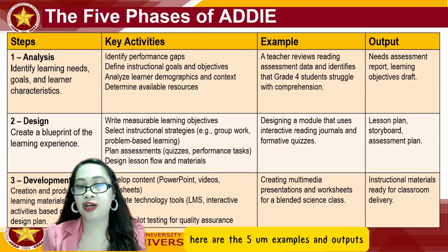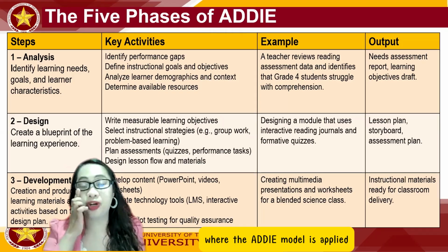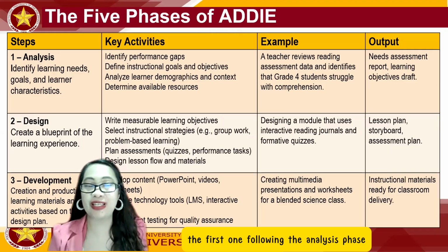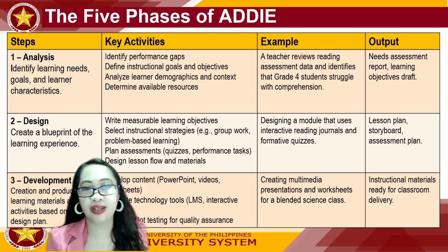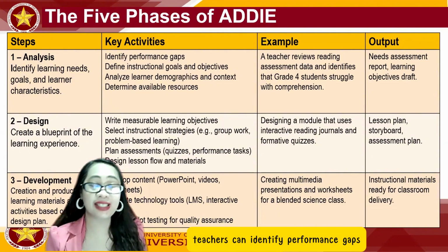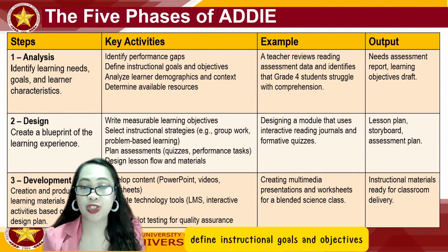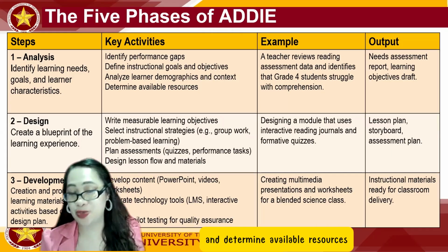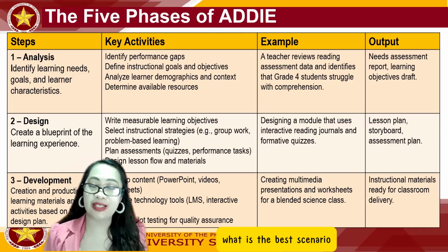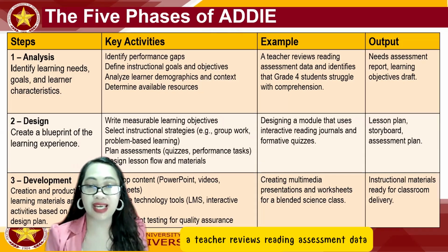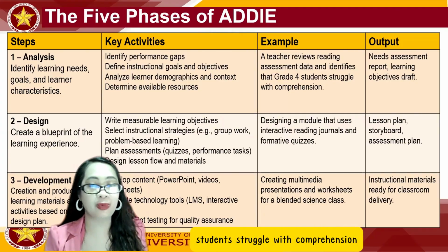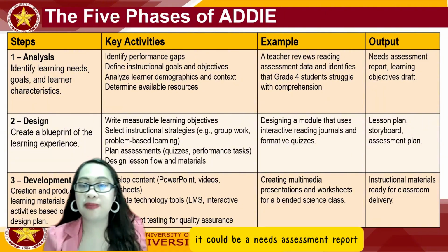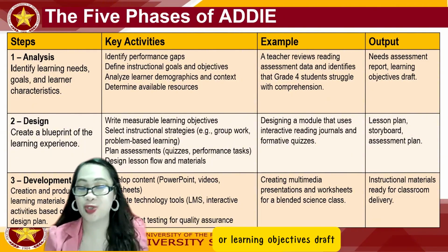Here are the 5 examples and outputs where the ADDIE model is applied in teaching and learning scenario. The first one, following the analysis phase, teachers can identify performance gaps, define instructional goals and objectives, analyze learner demographics and context, and determine available resources. What is the best scenario? A teacher reviews reading assessment data and identifies that grade 4 students struggle with comprehension. Then the problem is being found out. For the output, it could be a needs assessment report or learning objectives draft.